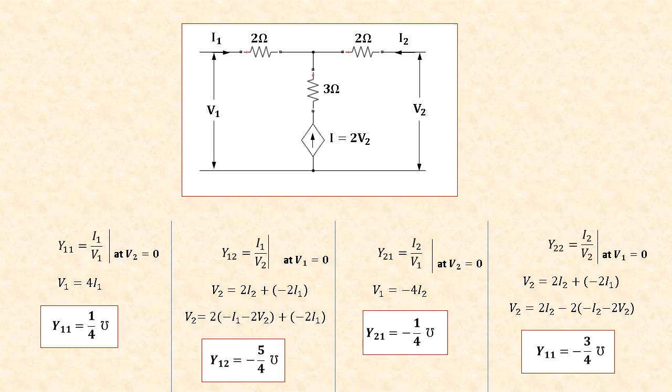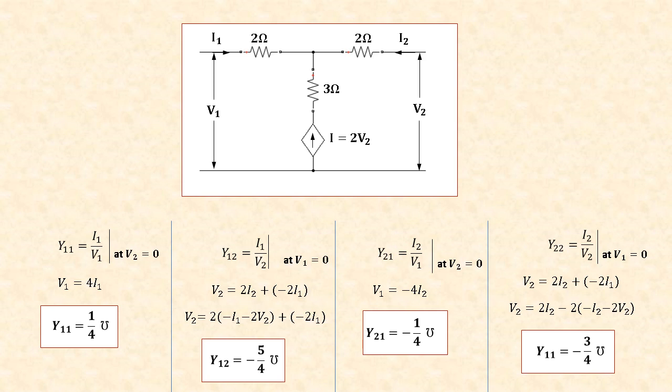Next, Y21 is equal to I2 by V1 at V2 is equal to 0. V2 is 0 means the second port is short. Now we can write V1 is equal to minus 4 into I2. So we have Y21 is equal to minus 1 by 4 mho.